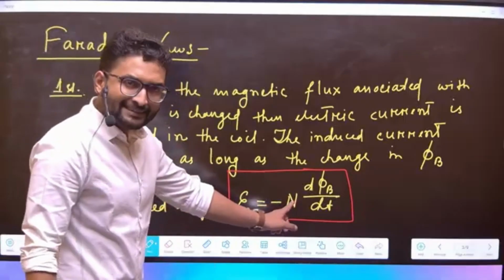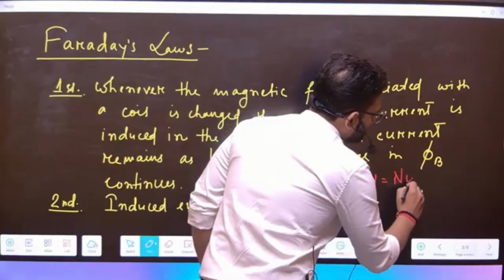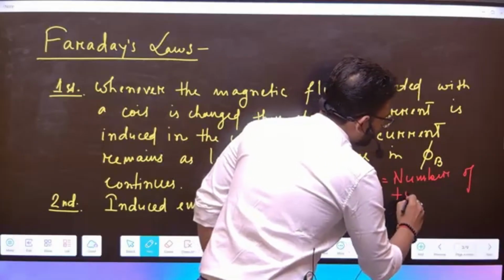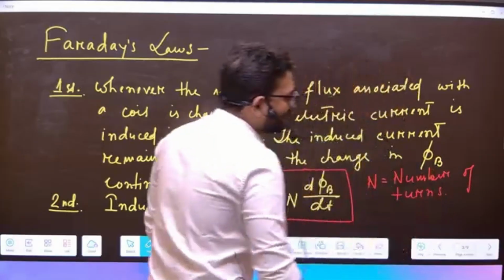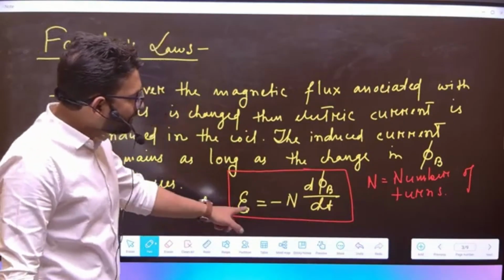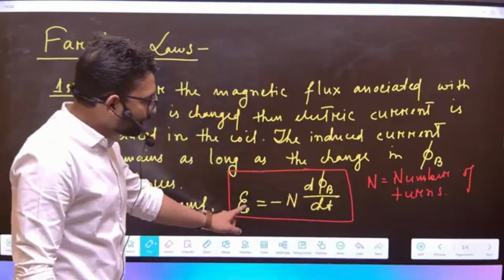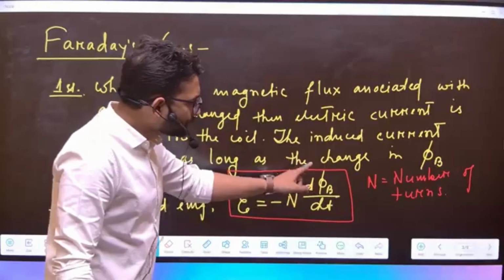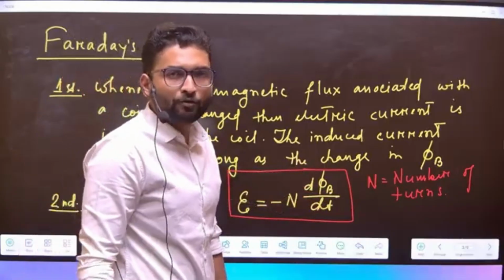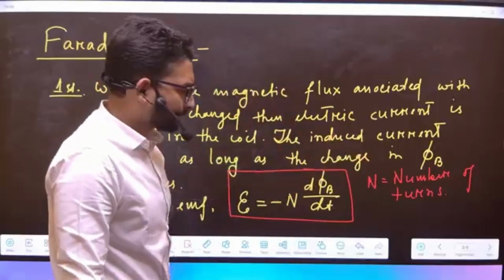Now N is a new thing. N basically means the number of turns. So in this formula, the induced EMF is negative N d phi B by dt. So induced EMF not only depends on the rate of change of magnetic flux, but also depends on the number of turns of the coil. If you increase the number of turns, the EMF will also increase.